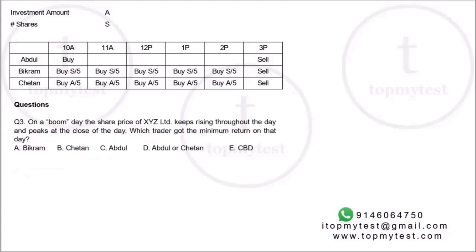Okay. Question number 3. On a boom day, the share price of XYZ keeps on rising through the day. Okay, this we have already discussed. So throughout the day, it keeps on rising, steadily increasing. Which trader got the minimum return on that day? Now, we have already discussed Abdul got the maximum return, but these guys are very naughty and they are not asking us who has the maximum return. Maximum would have been Abdul. That would have been easy. It has to be either Bikram or Chetan.